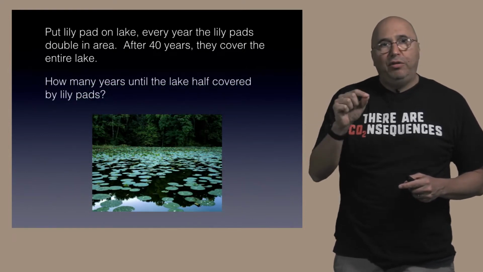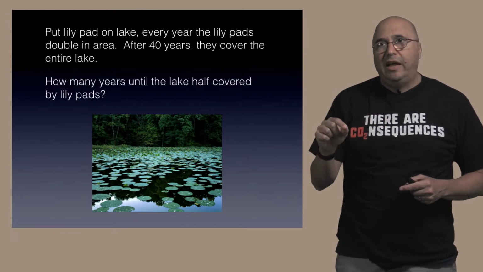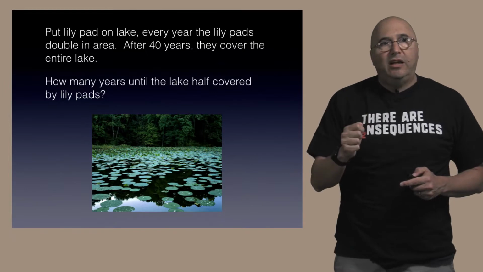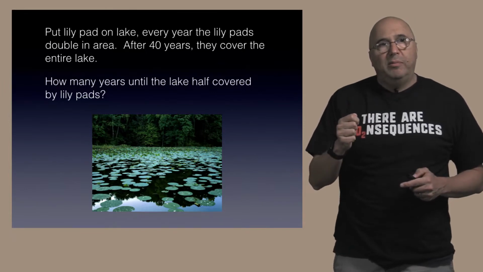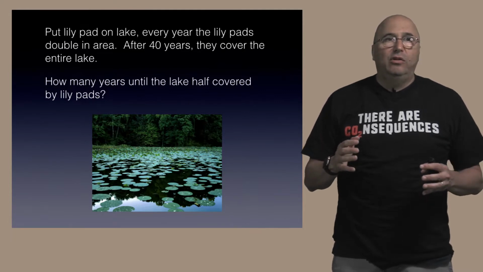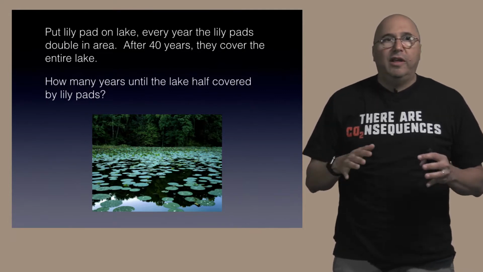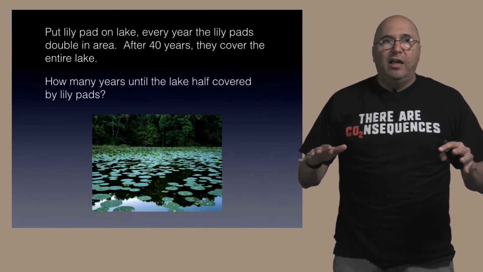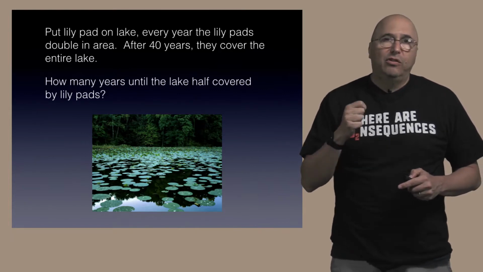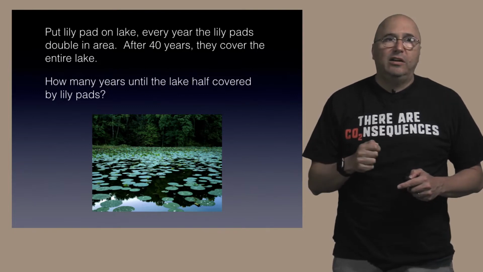Now, pause the video, think about this, and then when you have an answer, restart the video. To get the answer, all you have to do is remember that the lily pads double in size every year. So if it takes 40 years for them to cover the entire lake, then they must have covered half the lake 1 year earlier. So the correct answer is 39 years.